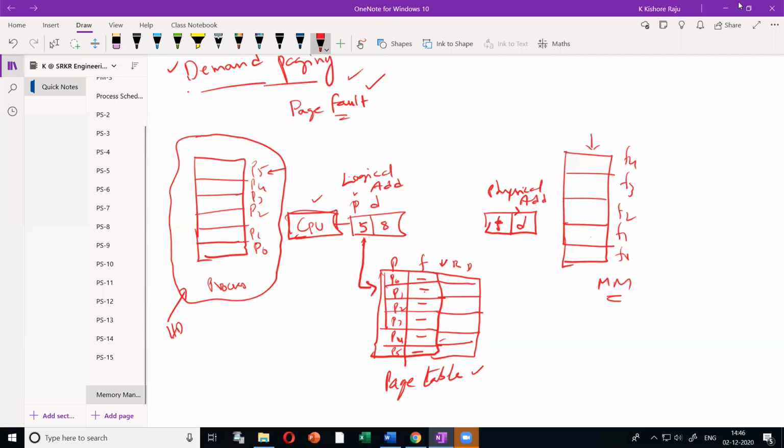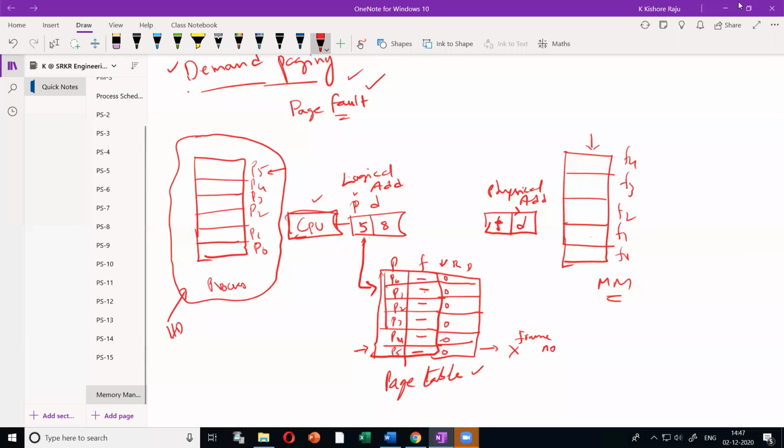Is the page in the main memory frames or not? Which bit will represent that? Yes, the valid bit. Initially all the valid bits are 0. Now what am I looking at? P5. Is P5 in the main memory? What is the valid bit? 0. So it will not return the frame number.